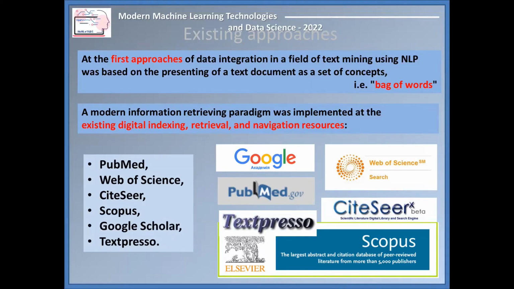The previous stages of data integration in the field of text mining were based on the presenting of a text document as a set of concepts, i.e. model bag of words. Modern information retrieving paradigm was implemented at the existing digital indexing, retrieval, navigation resources. You see PubMed, Web of Science, CiteSeer, Scopus, Google Scholar, TextPressor, and others.